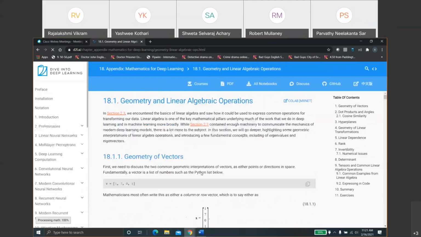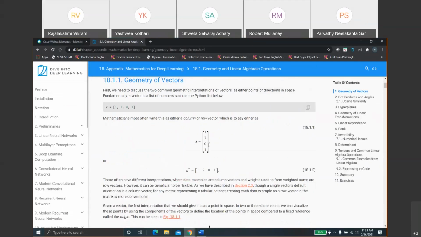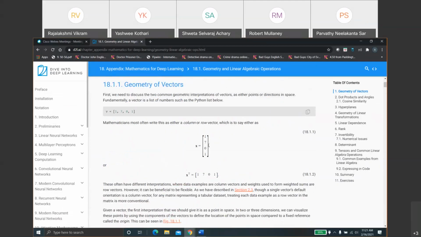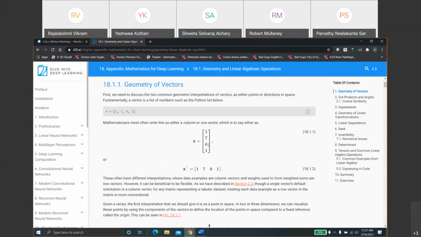Geometry and linear algebraic operations. So we saw what a vector is, right? It can be represented using a one-dimensional tensor. It can be a row or a column vector. How to access the elements of a vector, we know that.